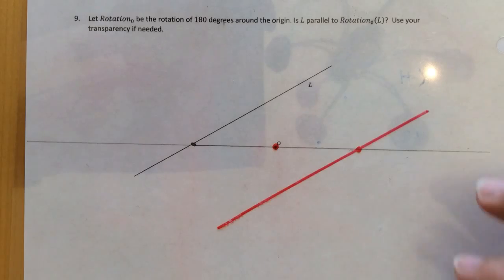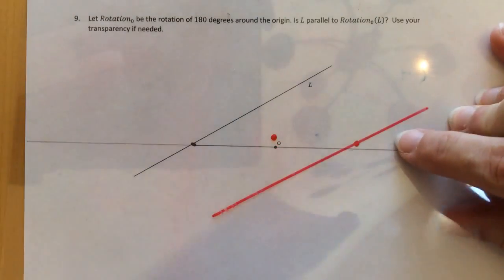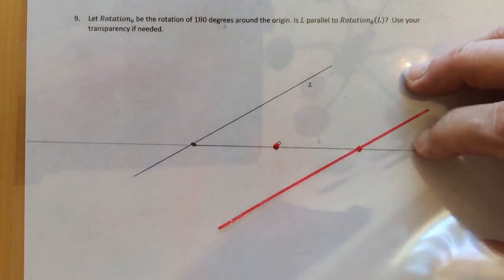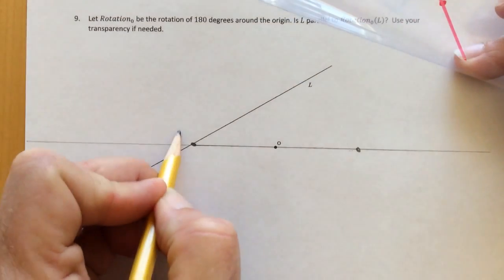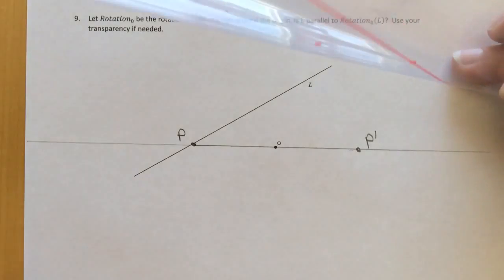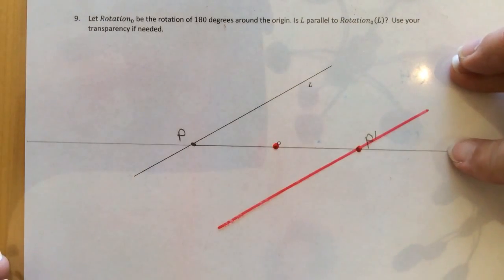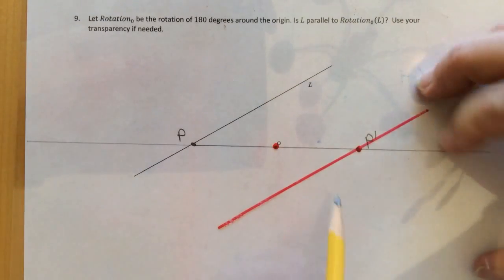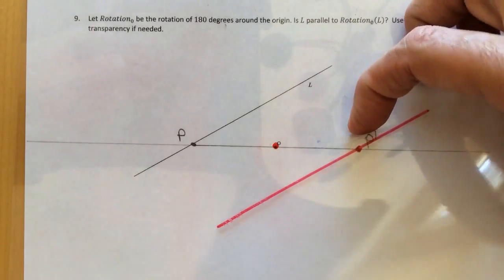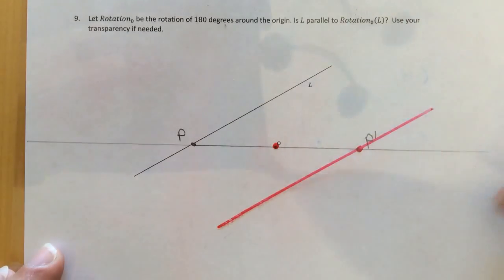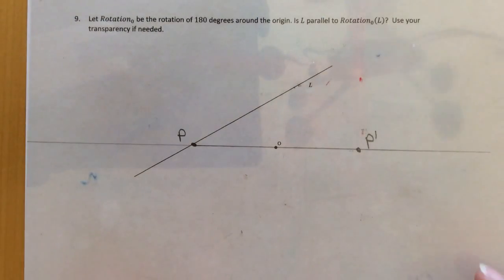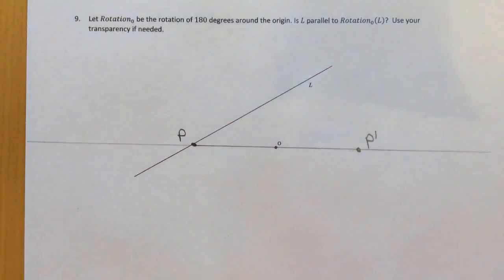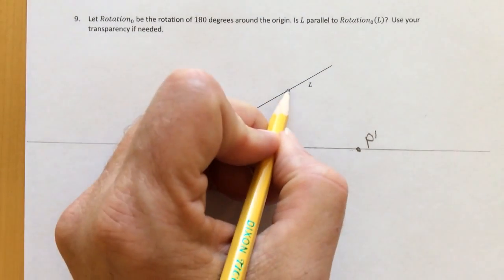So there is my rotated, whoops, there's my rotated point. You know, let me label these. There's P and P prime. So P prime is a point on my line. And now I can just trace my line here. You can see they look parallel, but you know what I'm going to do? I'm going to do this one more time with a different point, and we'll make sure that this is accurate. This is a bit tricky, so if you're a little confused, don't worry.